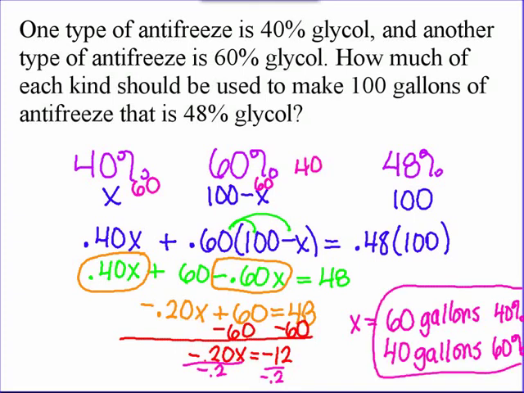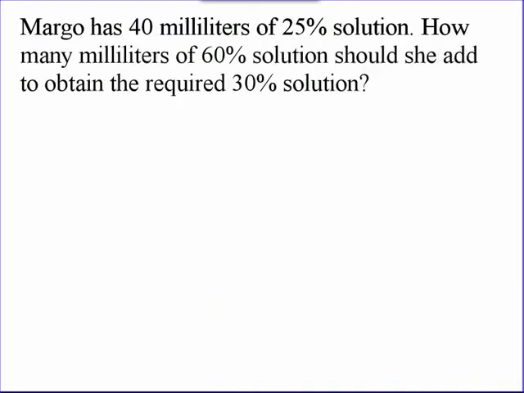All right, so now let's look at the next one, because the next one deals along the same lines. Margot has 40 milliliters of a 25% solution. How many milliliters of 60% solution should she add to obtain the required 30% solution? I want you to start writing an equation for that. Write what you think you should start that problem with. Now, just a little heads up, it's not totally the same. It's close.